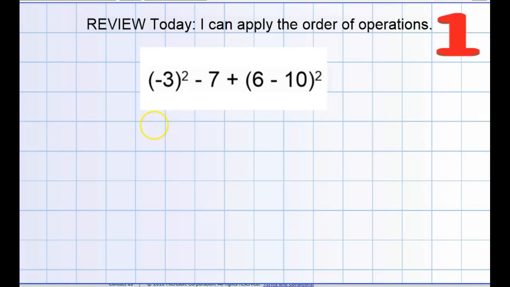Morning everybody. Today's MCA review is going to be on order of operations in rational and irrational numbers. So, first of all, we're going to start with order of operations. Now, when we do order of operations, if you remember, we have to remember the word PEMDAS.